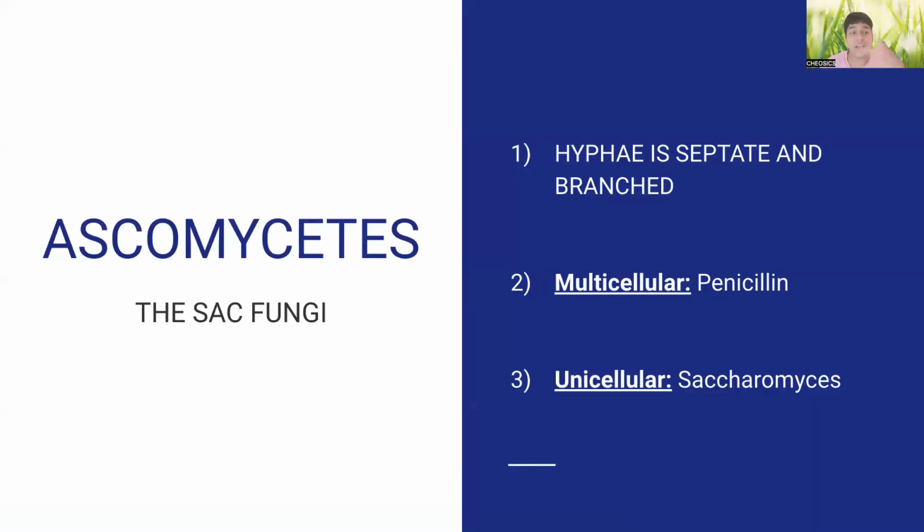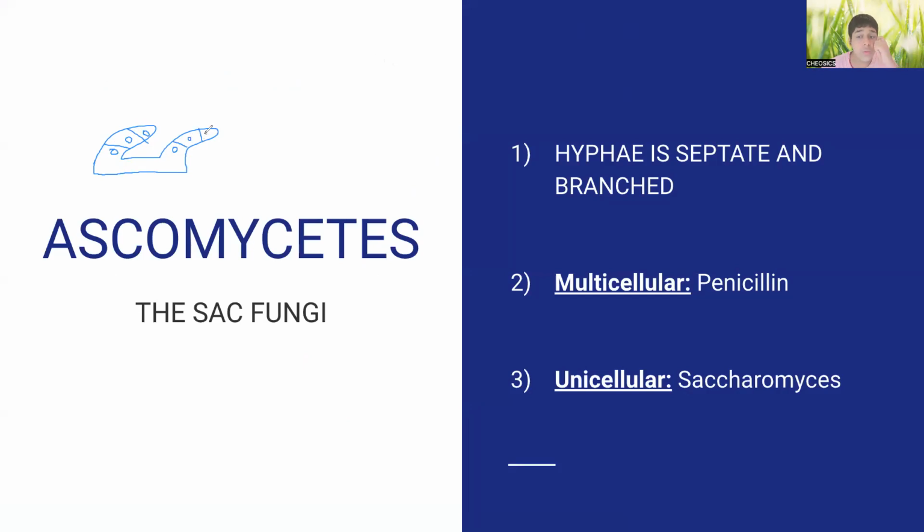Ascomycetes. This is the second class of fungi. They're known as the sac fungi. So what exactly is sac fungi? They're septate and branched. So this is how they look. They have septate hyphae. They have branched hyphae.